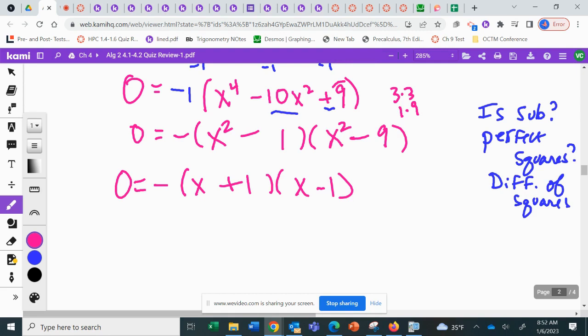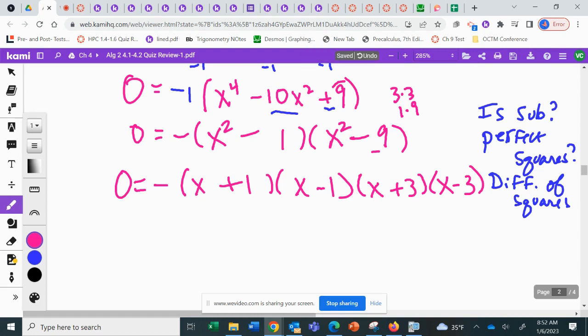Okay. All right. Same question with x squared minus 9. Is it subtraction? Is everything perfect squares? Yes. So that's going to become 2 parentheses, x plus 3, x minus 3. So it's going to factor difference of squares.